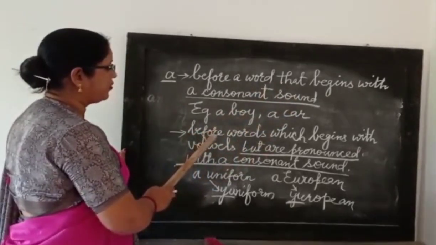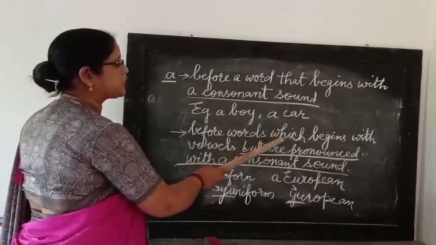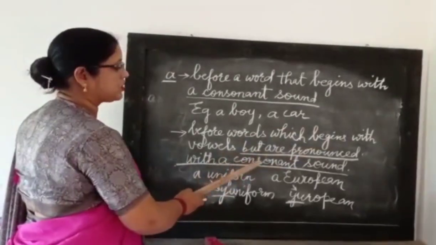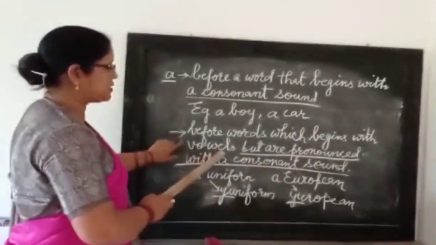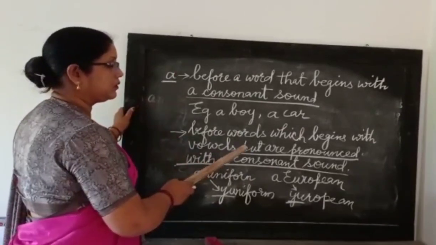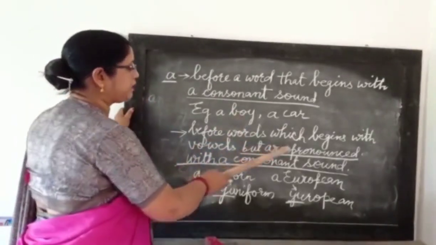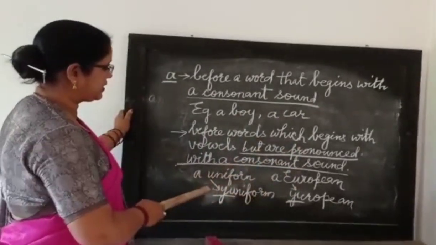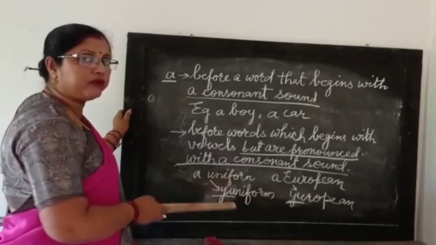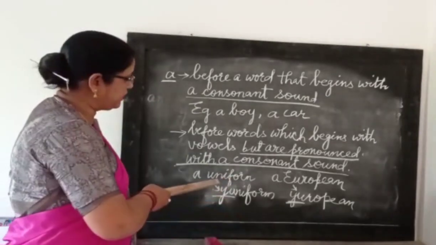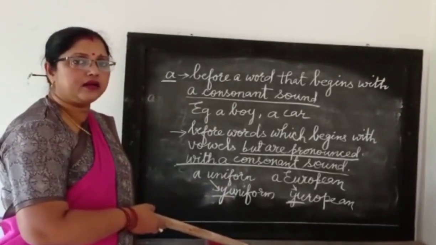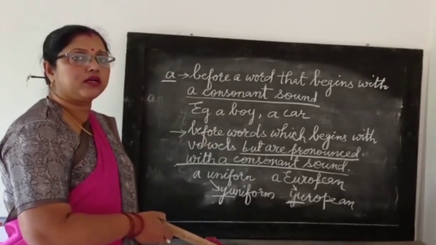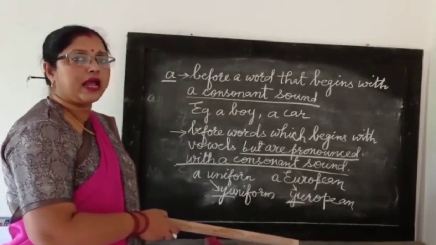Then where else is a used? Please look carefully. Before words which begin with vowels but are pronounced with a consonant sound. Though the word begins with a vowel, it is pronounced with a consonant sound. Now what is this consonant sound? For example, a uniform. Suppose it starts with U. When we say umbrella, it also starts with U, but the sound uh comes, and that is why we use an umbrella.